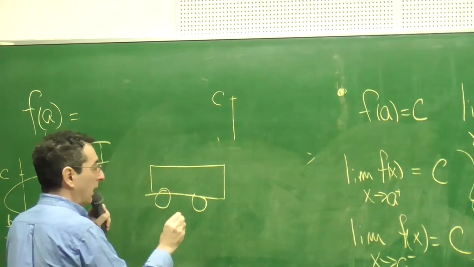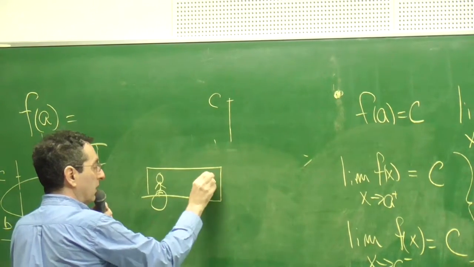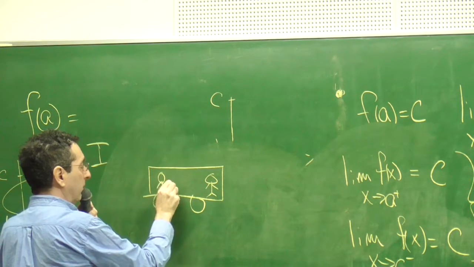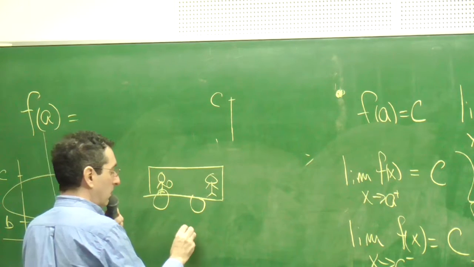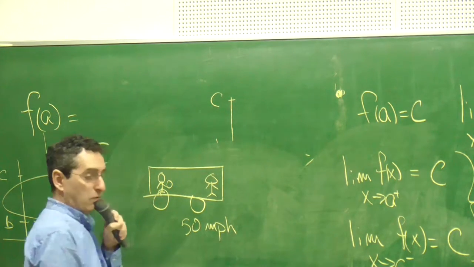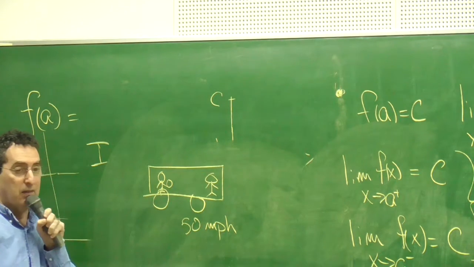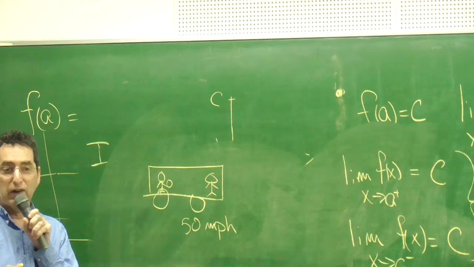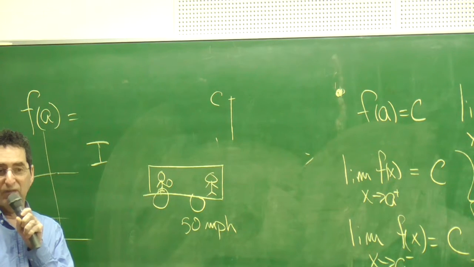You're here, and your friend is here, and you take a ball and throw it to your friend, and let's suppose you throw it at 50 mph forward. So obviously the ball gets to your friend. Let's suppose there's no friction, so it arrives at your friend at the same speed.